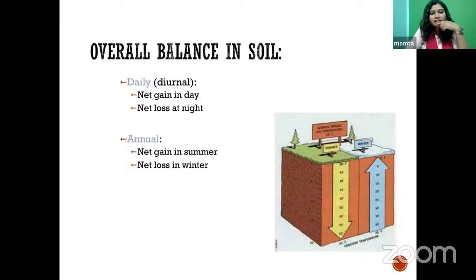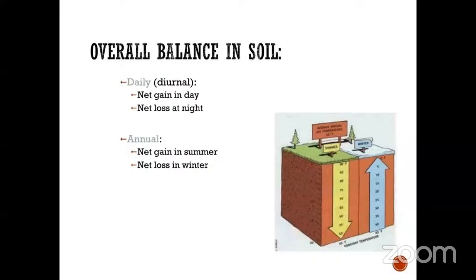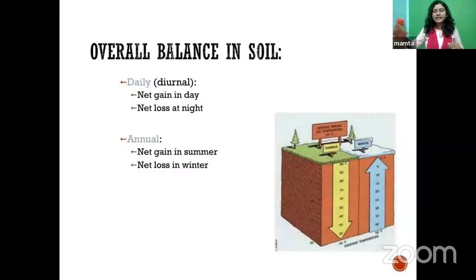But in the night, what happens, the temperature gradient, temperature decreases from higher temperature to lower temperature, it always moves. We will study about it. Surface layer becomes cool, that's why subsurface layer temperature goes out. That we will discuss in mode of heat transfer later on.